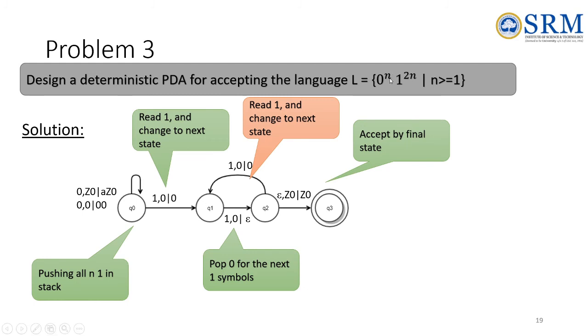For the n zeros, just push them onto the stack. For the first one, you just read it, do nothing, go to the next state. Then for the next one, pop it out. Again for another one, leave it. Then for the next one, pop it out. Likewise, you read one, leave it, then read one, pop it out. Likewise, you can do it recursively until you reach the bottom of the stack.